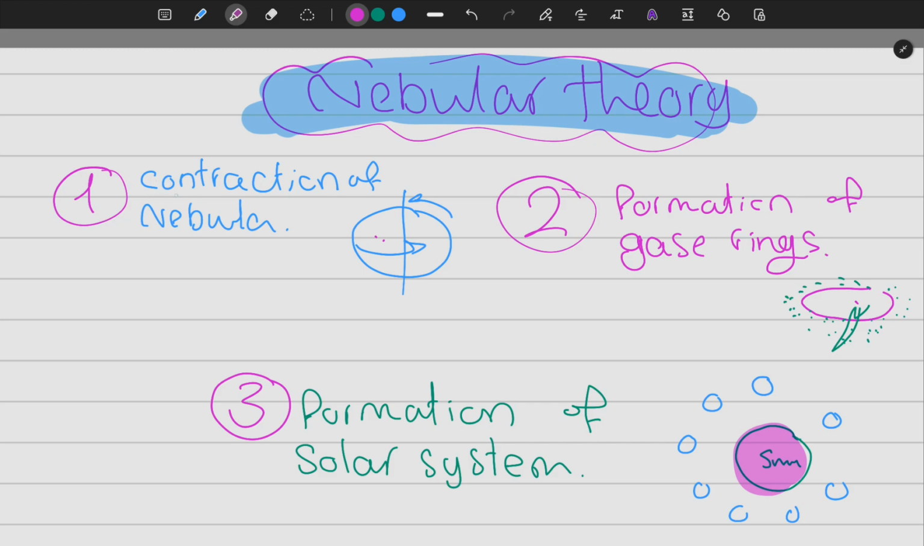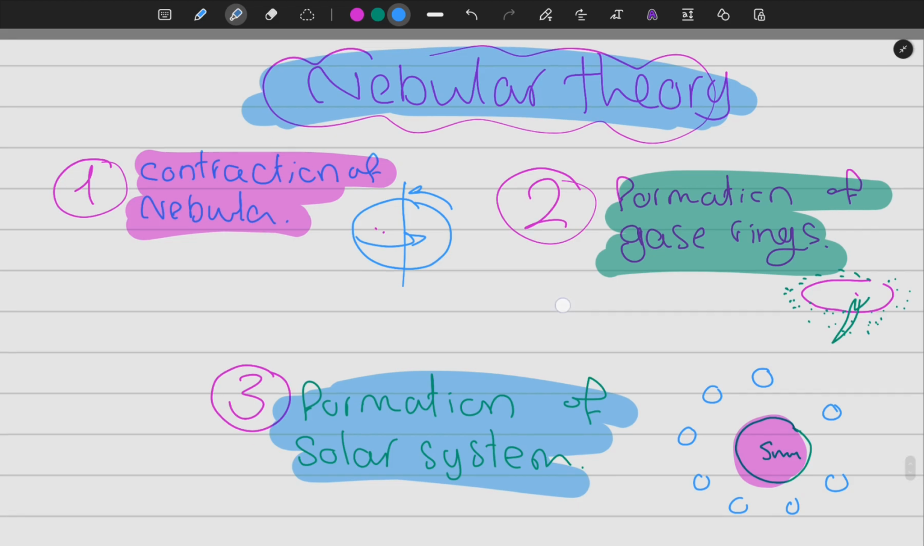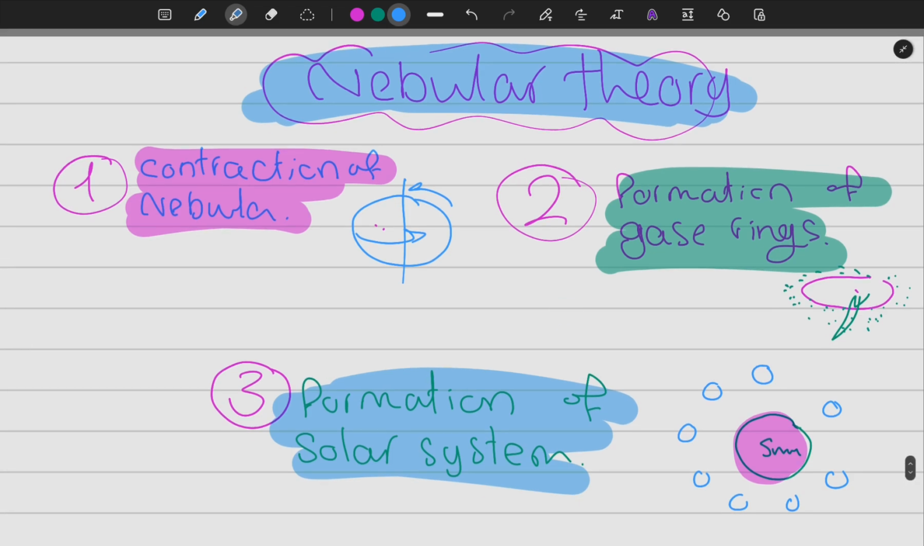So we have three steps. Number one, contraction of the nebula. Number two, formation of gaseous rings. Number three, formation of the solar system. This is the nebular theory by the scientist Pierre Laplace. The last thing is the definition of a nebula: it is a glowing gaseous sphere revolving around itself, from which the solar system originated.